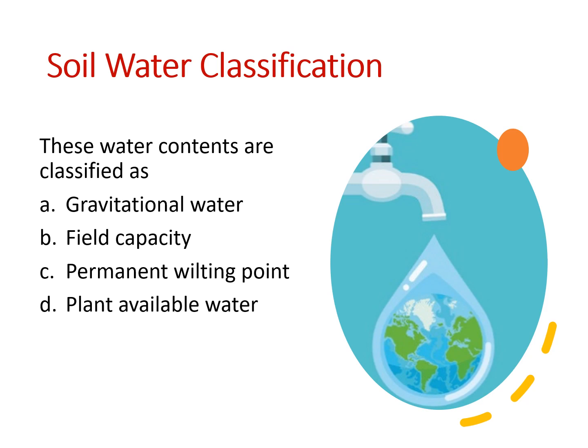Soil water can be classified in four terms. The first one is gravitational water, then field capacity, then permanent wilting point, then plant available water. So these are basically the four terms which are used to classify the different types of water present in the soil.